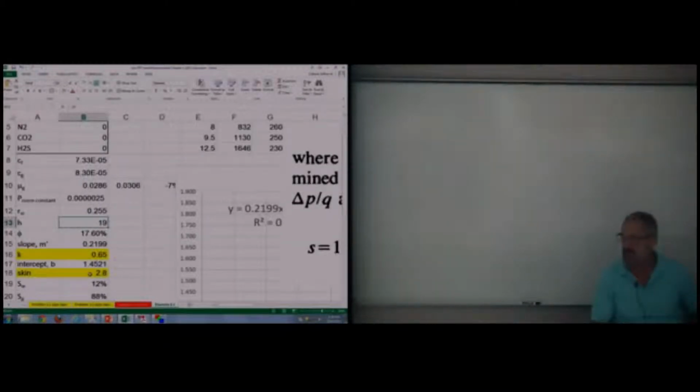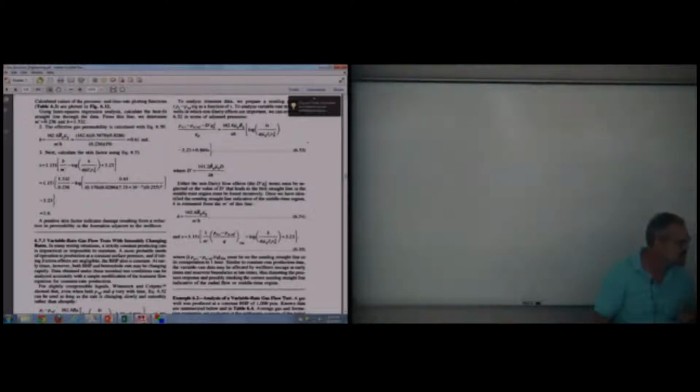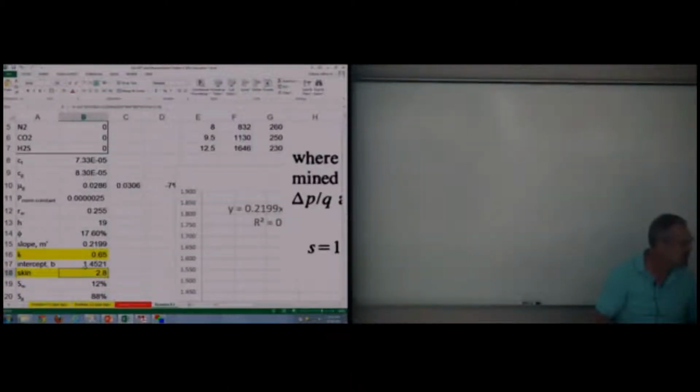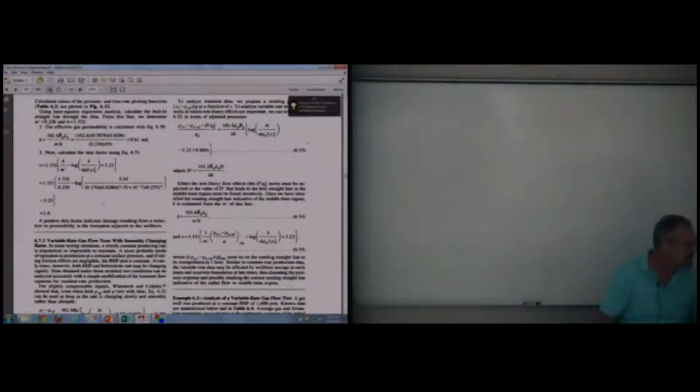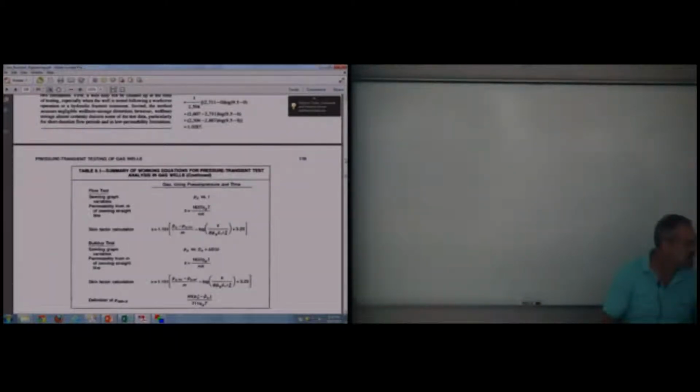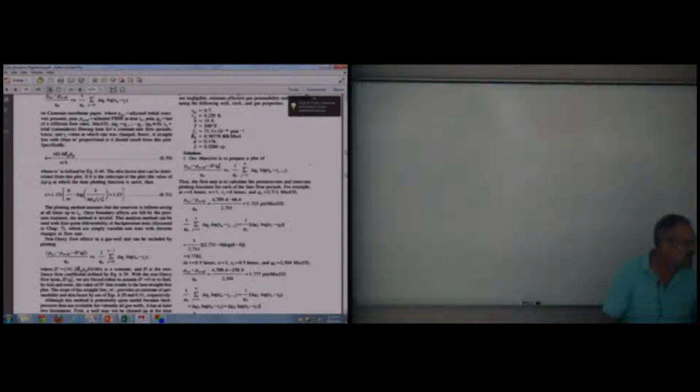Dr. Carr, can you open the textbook, the example solution? In the textbook, the solution shows that it's minus 3.23. No, but the skin is 2.6. Yeah, you're right. In the original equation though, the original equation does show it as plus 3.23. But when you get to Equation 6.51.